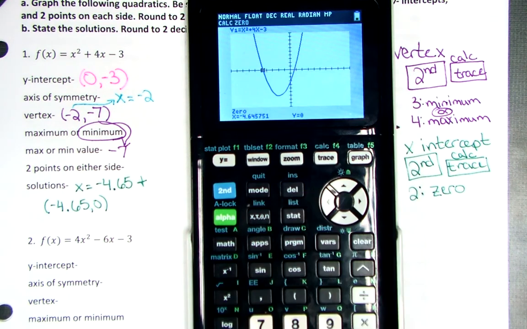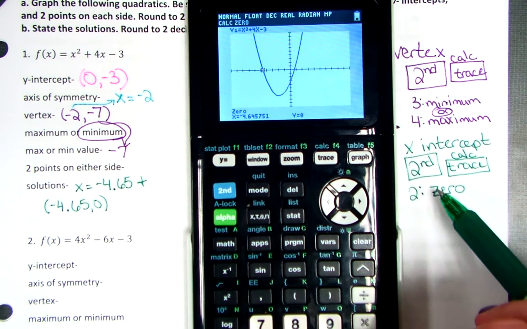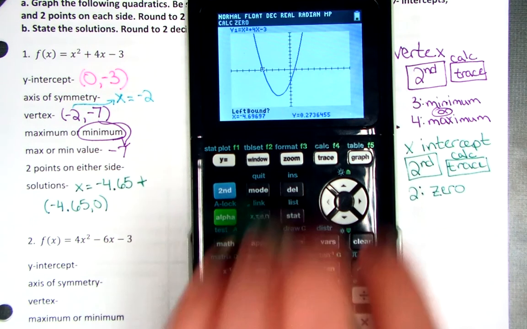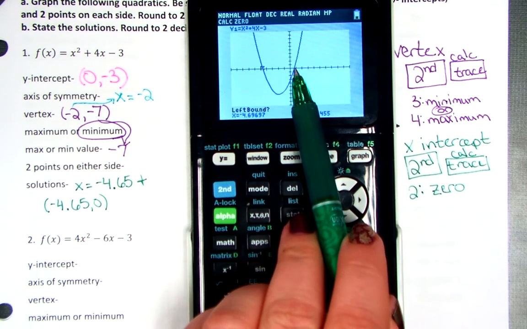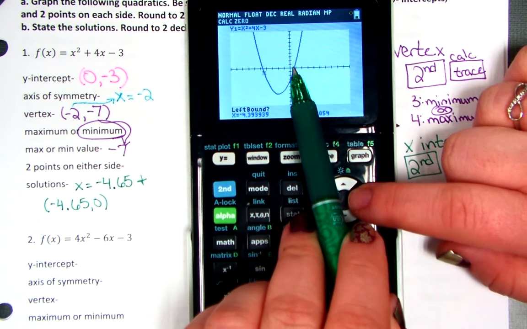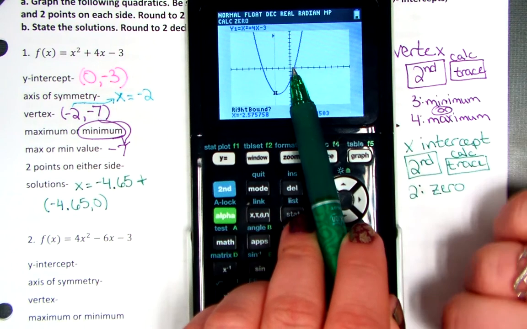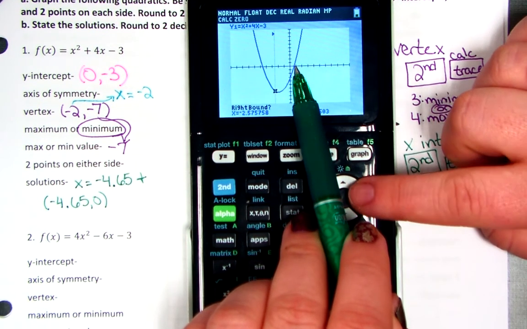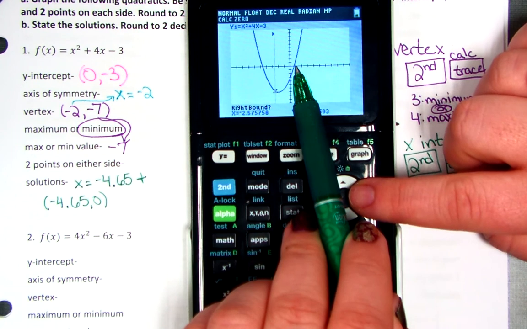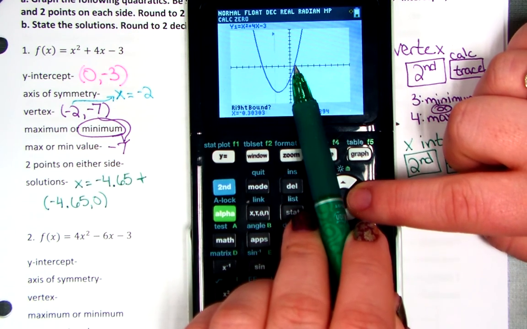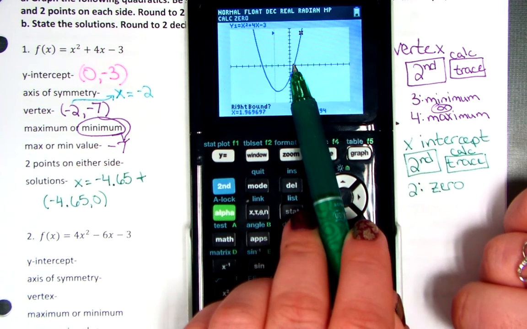Now, that's only one of our x-intercepts. So to find the other x-intercept, we have to go through this process again. Second, calc, option 2, and we're trying to find this x-intercept. So we want to move our cursor so that it's on the left side of that x-intercept, which it is. It doesn't matter how far left it is as long as we have moved it past the other x-intercept that we've already found. Move our cursor to the right side because now it's asking for the right bound. So it's on the right side of it.